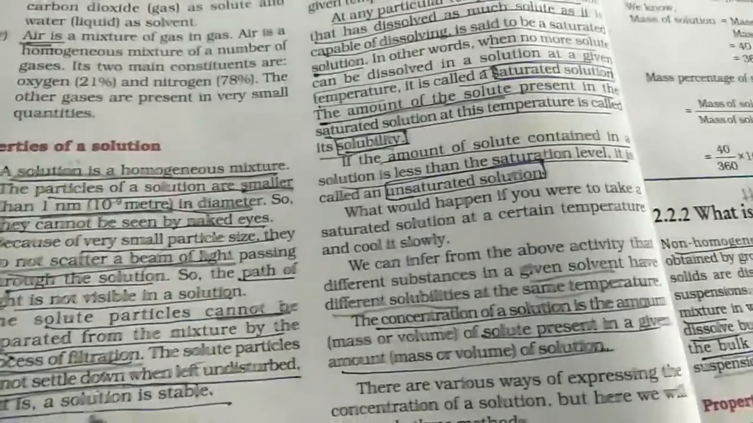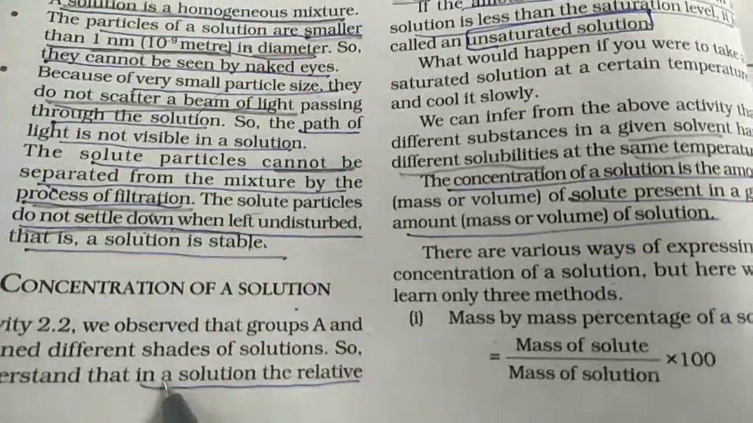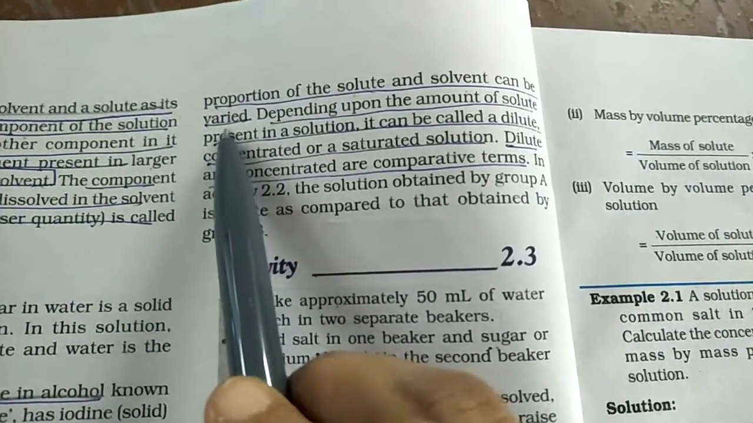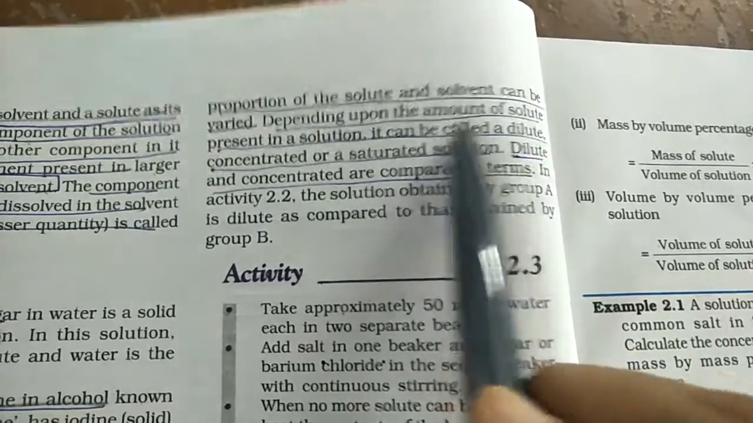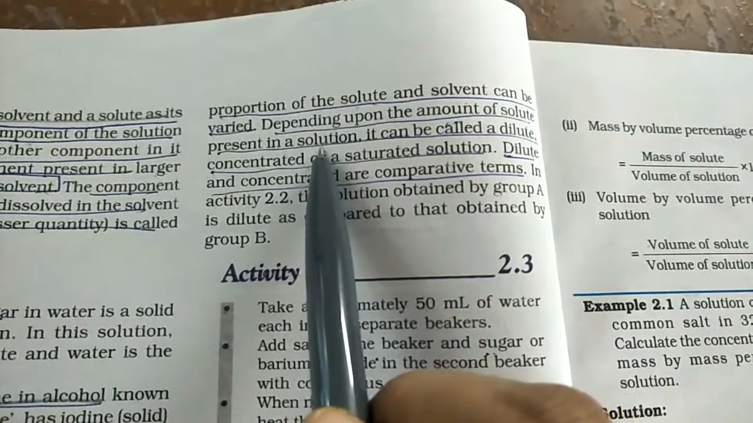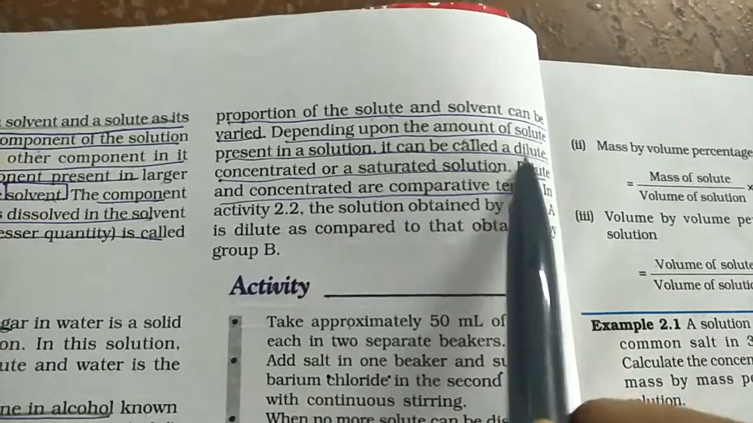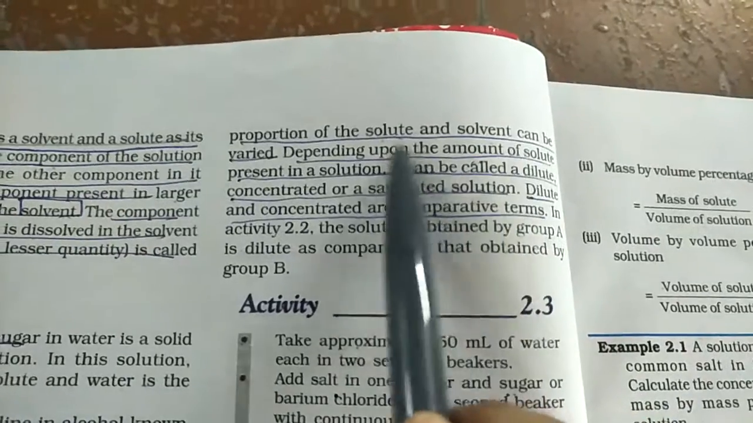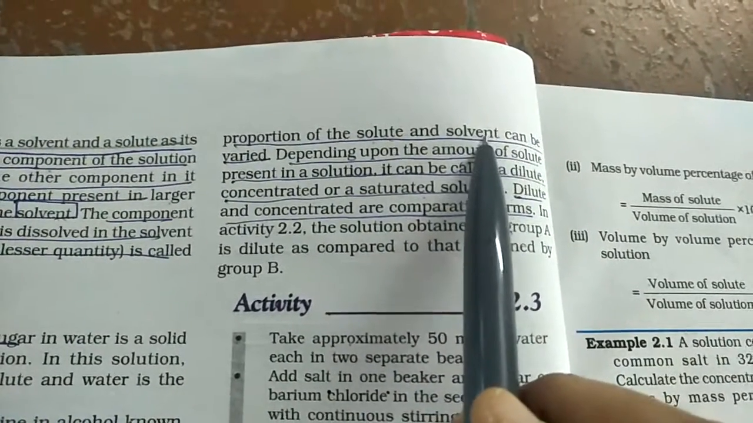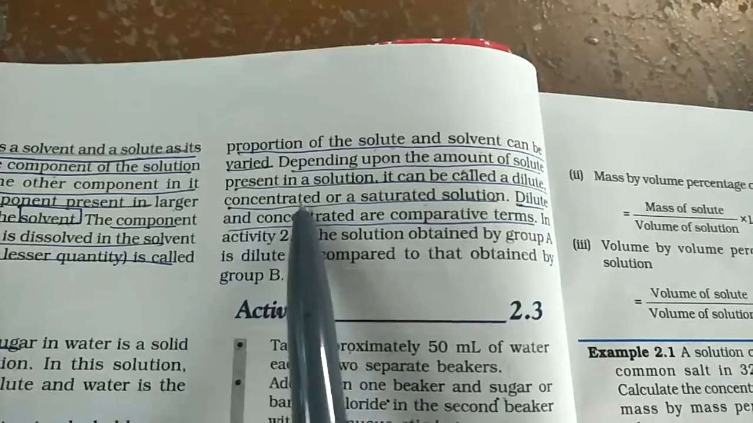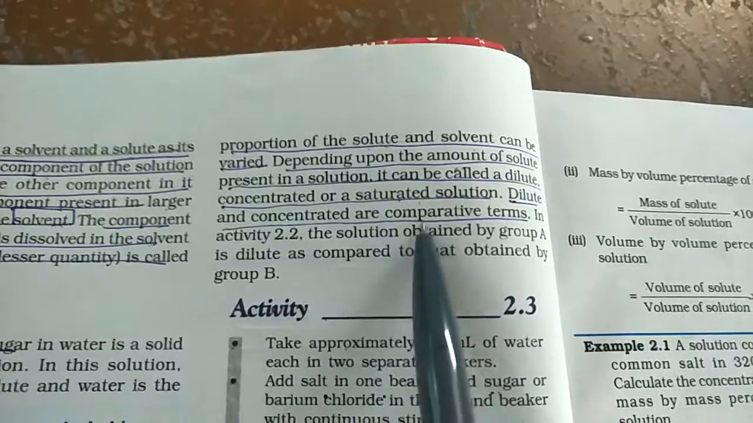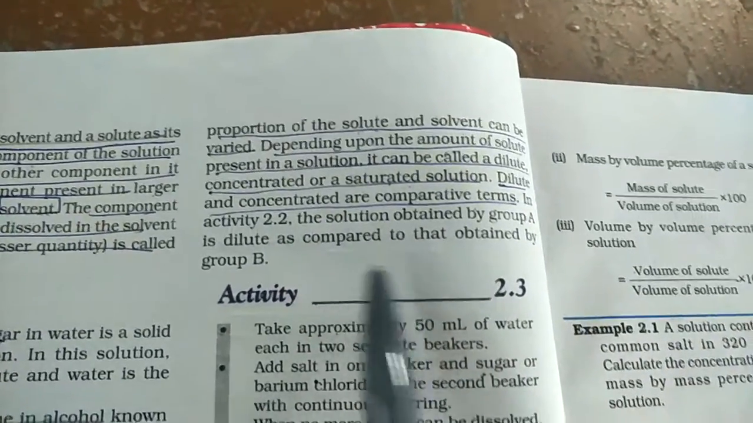Now depending on that, whenever you make a solution, the relative proportion of the solute and the solvent can be varied. Depending upon the amount of solute present in the solution, it is called a dilute, concentrated or saturated solution. This depends on how much solute is added to the solvent. Now dilute and concentrated are comparative terms. Let us see how we can compare.